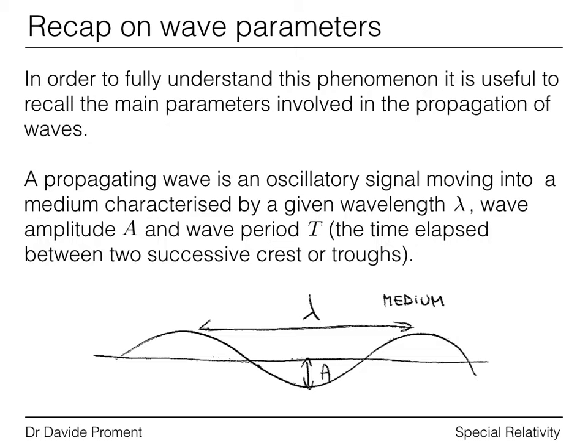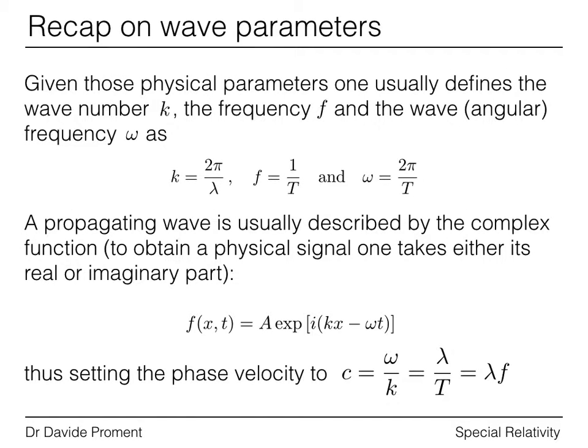In order to fully grasp the effect, we first revised the main quantities characterizing wave propagation in a medium: the wavelength lambda, the wave amplitude A, and the wave period T. There are other physical parameters often used to describe the wave motion: the wave number k, its frequency f, and its angular frequency omega. We also discussed how wave fields are usually represented using complex functions, and the meaning of the phase velocity c.